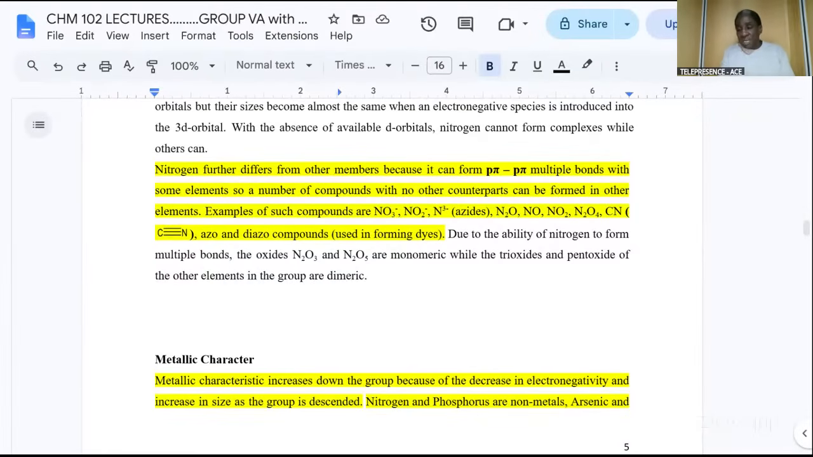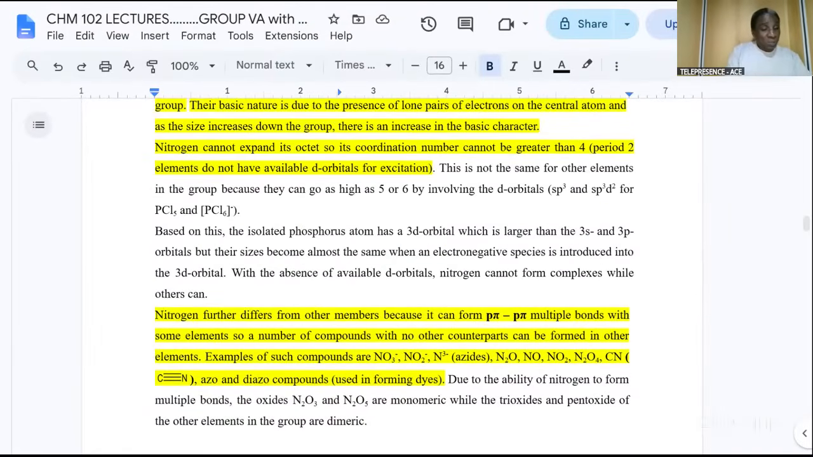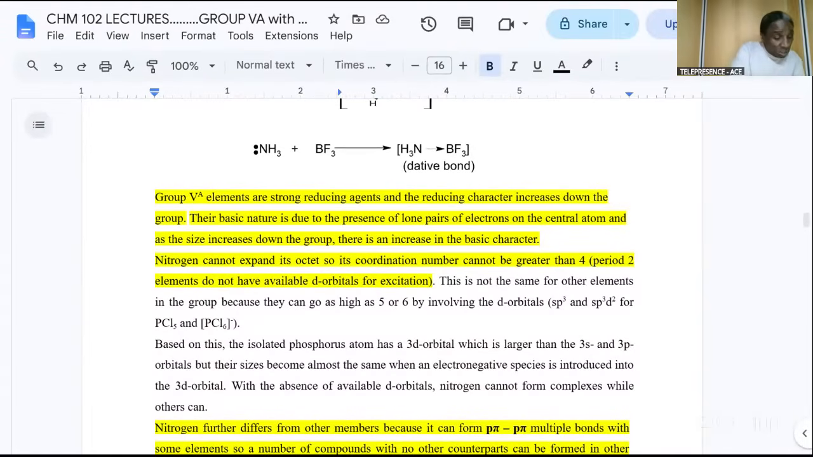Why do you think the melting point and the boiling point would increase? I need an answer from you, a suggestion, then I'll be able to give you the right answer. Let's look at nitrogen. We also said that their basic nature is due to the presence of lone pairs of electrons. Nitrogen cannot expand its octet, so its coordination number can never be greater than 4. It is a period 2 element.